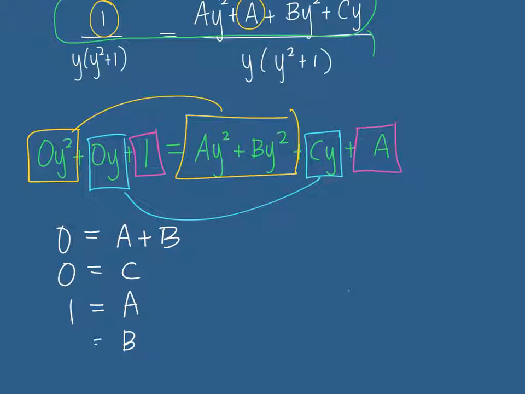Therefore, if 0 is c and 1 is a, and a plus b cancel each other out to make 0, then what does b have to be? -1. Okay, so now we have a value for a, b, and c. This is all still my algebra.